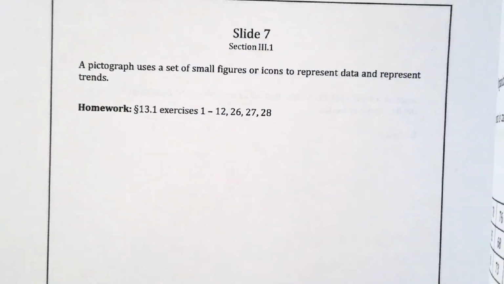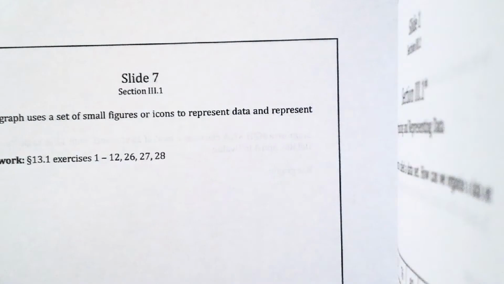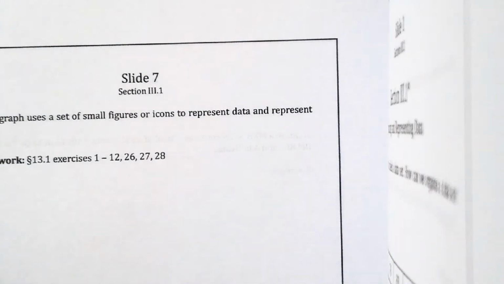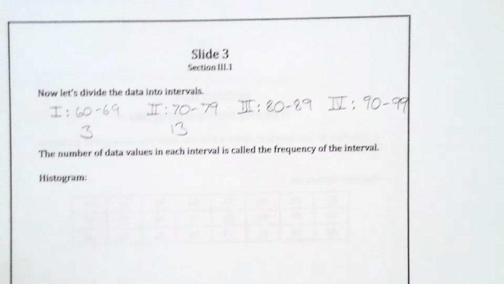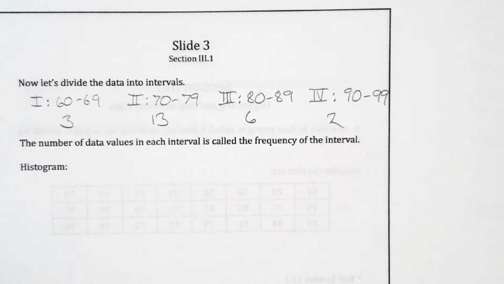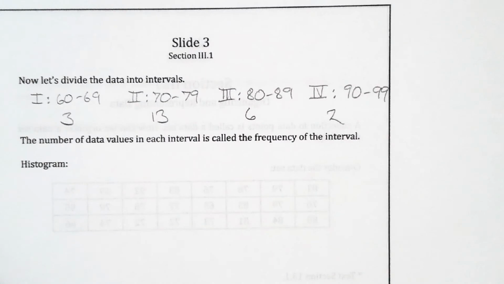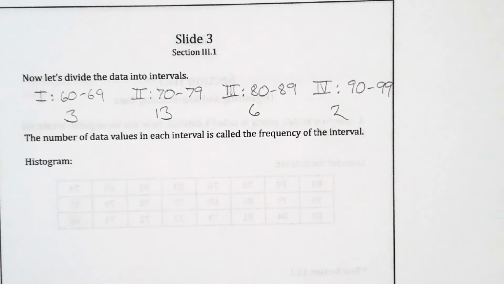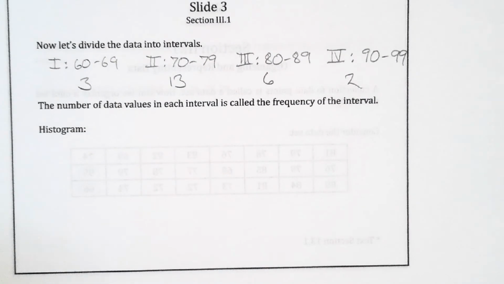So I have to look on my previous chart. We have 3 in the 60s, and in the 70s, 3, 4, 5, 6, 7, 8, 9, 10, 11, 12, 13. Looks like 13 in the 70s, 6 in the 80s, and 2 in the 90s. Let's just double check to make sure that adds up. 16, 22, 24, 24 scores in all, so that's right. So these are the frequencies of the intervals. There's 3 60s, 13 70s, and so on.